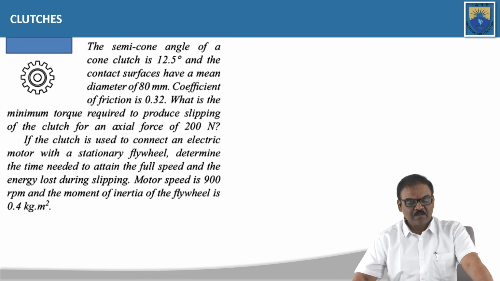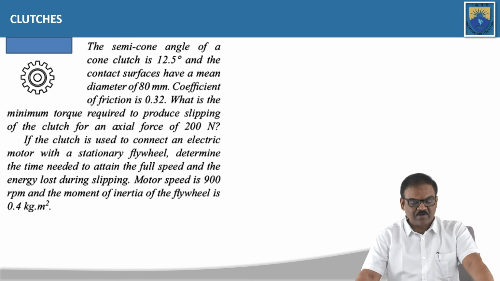Further, the semi-cone angle of a cone clutch is 12.5 degrees and the contact surfaces have a mean diameter of 80 mm. Coefficient of friction is 0.32. What is the minimum torque required to produce slipping of the clutch for an axial force of 200 newtons? If the clutch is used to connect an electrical motor with a stationary flywheel, determine the time needed to attain full speed and energy loss during the slipping. Motor speed is 900 rpm and the moment of inertia of the flywheel is 0.4 kg m square.